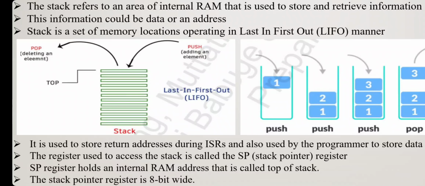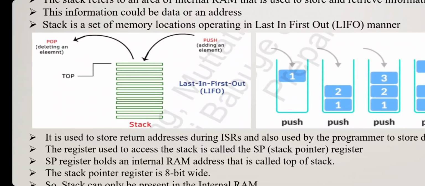So this is the top of the stack, this is the bottom, and this will be the first data, this will be second, third, etc. This will be last. When we want to take any data or address from the stack, we take the last one which was stored. Deleting an element, taking an element out of the stack, is called pop. We are taking out or deleting data from the stack. It is called pop.